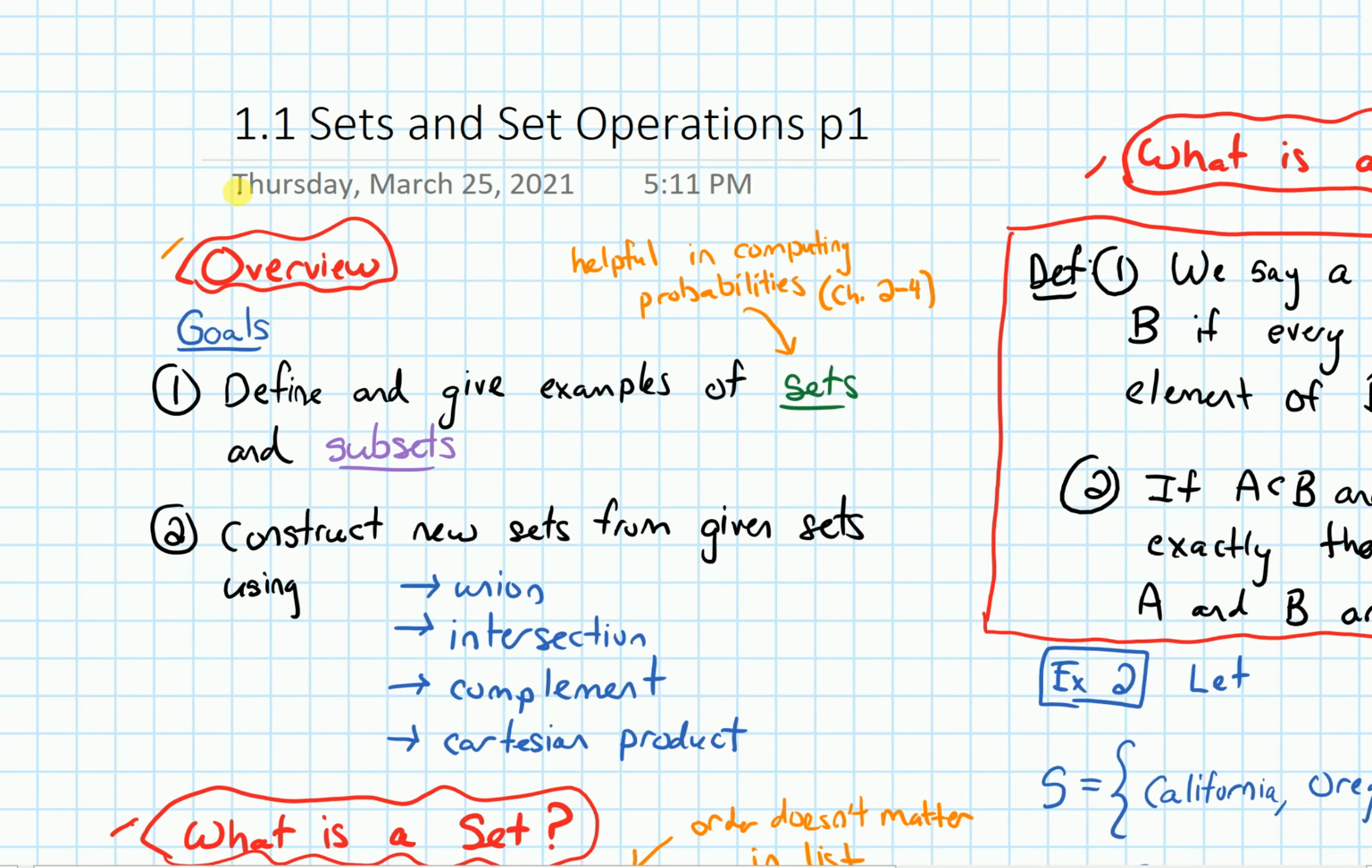So in terms of our goals for this section, we have finished our first goal, which is we've defined what sets and subsets are and given some examples of them. Over the next few videos, we'll start to talk about how we can construct new sets from given sets. So we'll talk about operations like unions, intersections, complements, and Cartesian products.